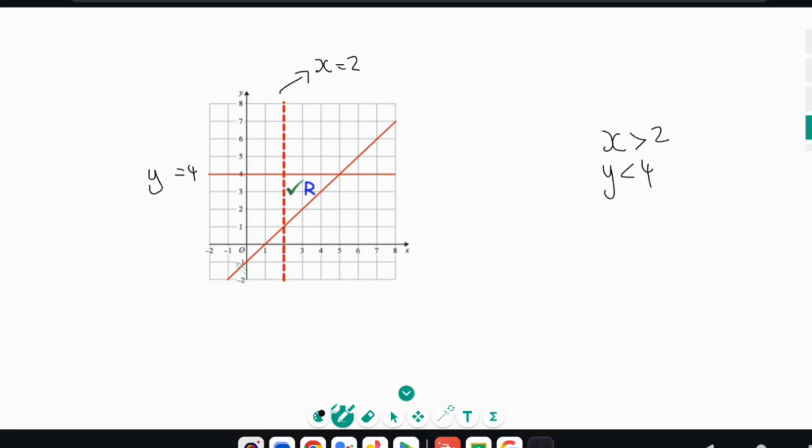And here, this diagonal line, well, let's find my gradient, 1 and 1. Y-intercept, negative 1. So the equation of this line is y equals x minus 1. The region's above the line, not shaded, but it's above, so y is bigger than x minus 1.